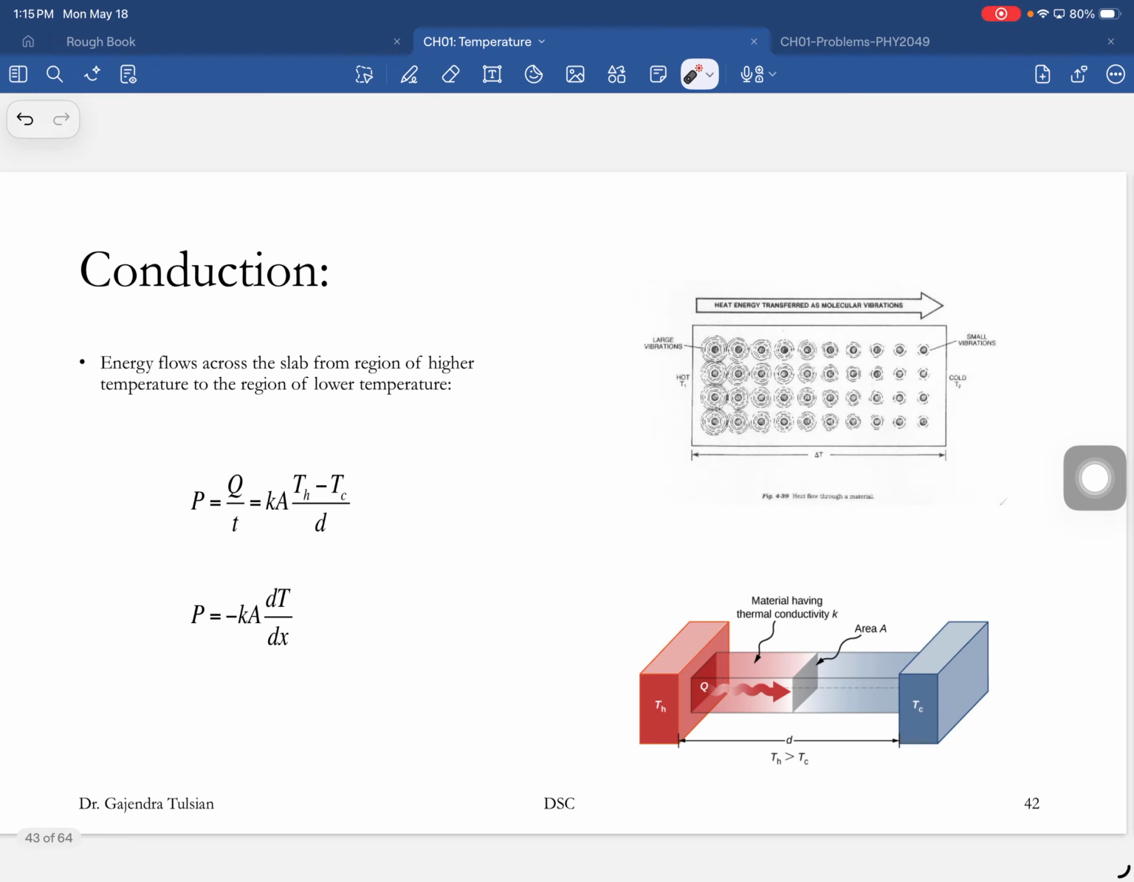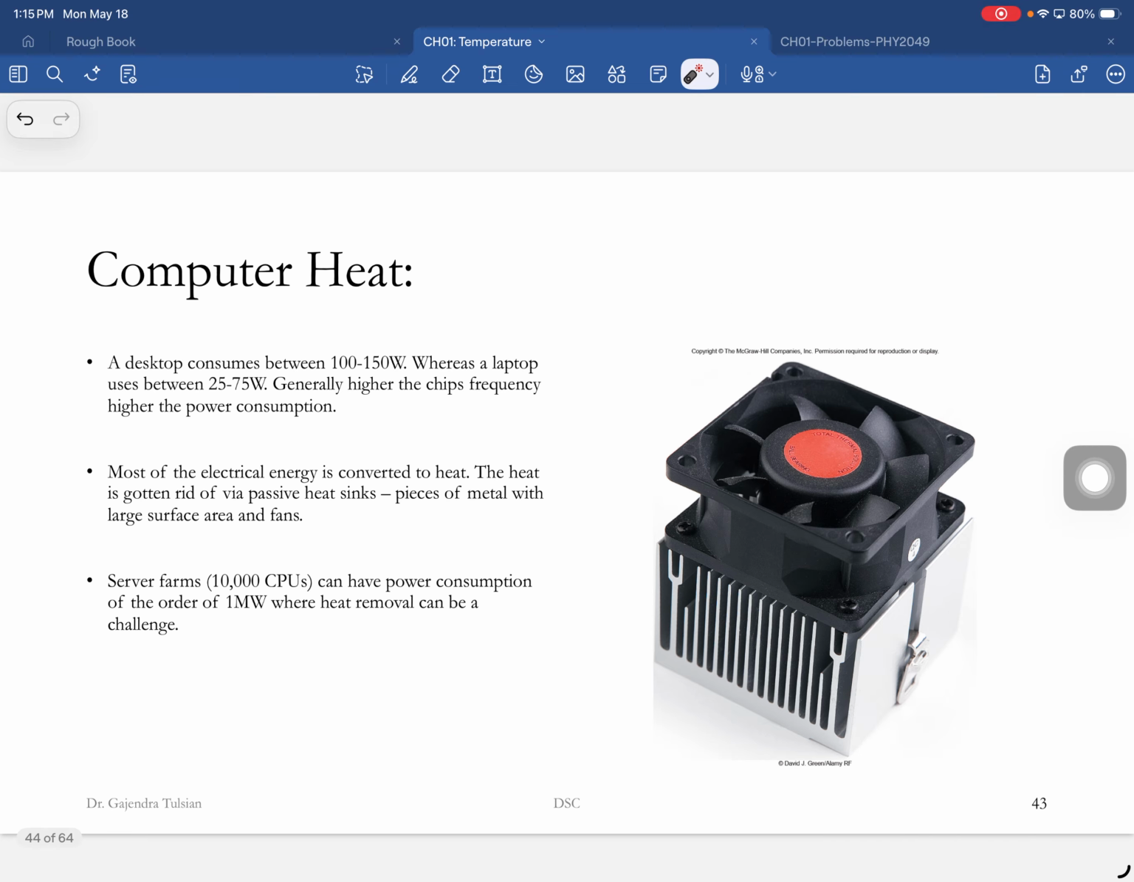So liquids. In a solid, here was the difference: heat transfer happened without the atoms leaving their location. In a liquid, heat transfer happens where the liquid molecules move. So that's convective heat transfer.